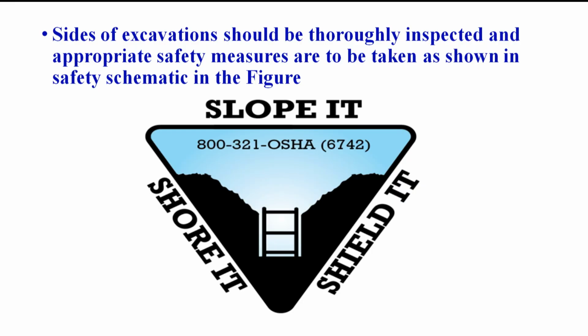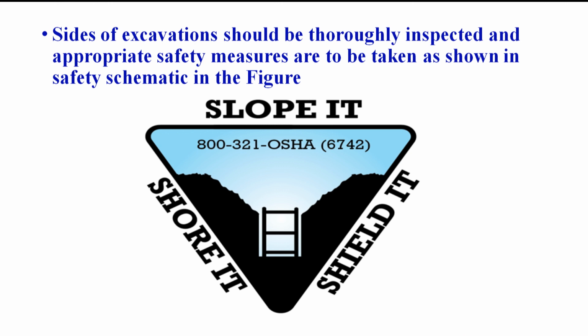Then the third thing, in this sequence, is shield it. Shield it means we have to provide a proper shield to our workers, a safe environment or safe working space for our workers whenever we are doing trenching or excavation in the ground. So three things we must ensure: slope it, shore it, and shield it. Sides of the excavation should be thoroughly inspected, and these safety measures should be taken. This is the meaning of this.